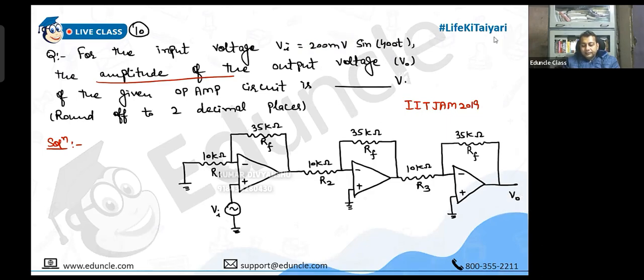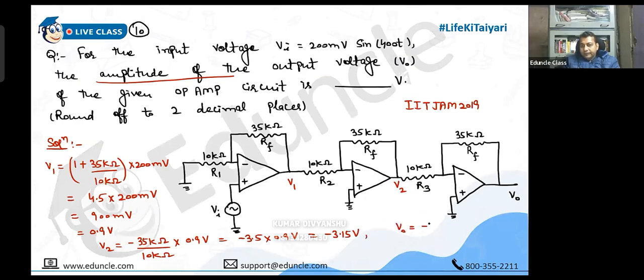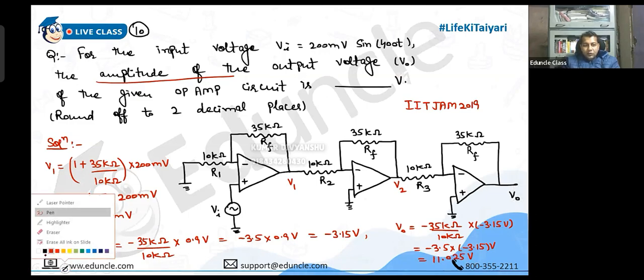Let's call this voltage V1, this as V2, and obviously finally V0. So V1 will be, as it is non-inverting, into Vi, that is 200 millivolt. So 900 millivolt, no? 0.9 volt. Now V2 will be the inverting one, and the final one is also inverting. This is the answer. Up to 2 decimal places, it is 11.02.